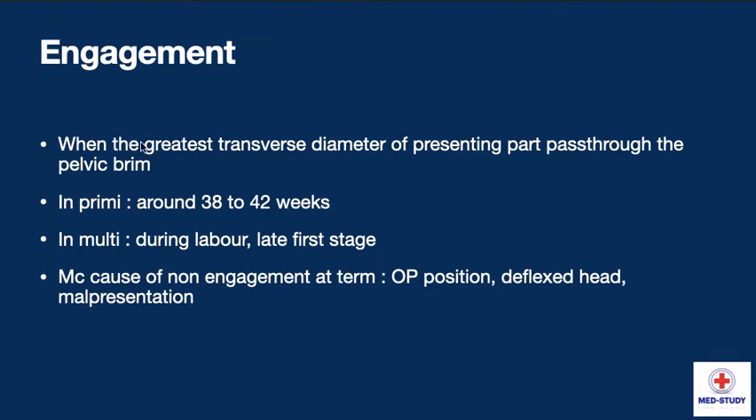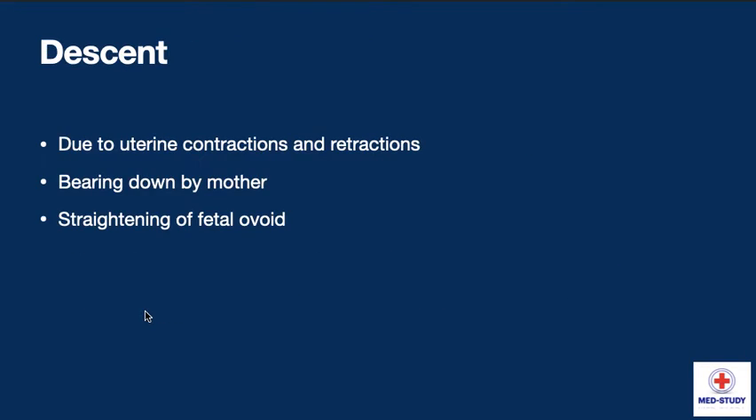So engagement is when the greatest transverse diameter of the presenting part, that is biparietal diameter, passes through the pelvic brim. In primigravida, it occurs around 38 to 42 weeks of gestation, and in multigravida, it occurs during labor or late first stage of labor. Most common cause of non-engagement at term is occipitoposterior position, deflexed head, and malpresentation.